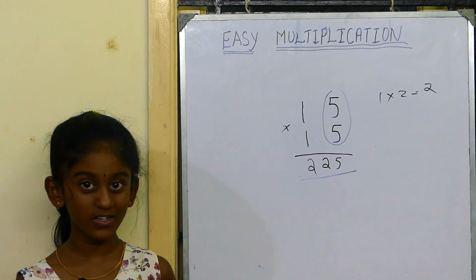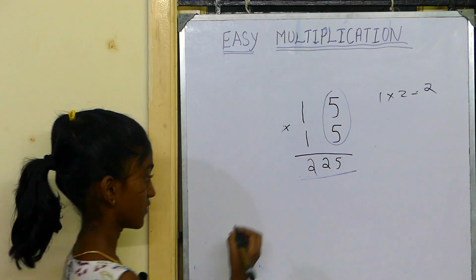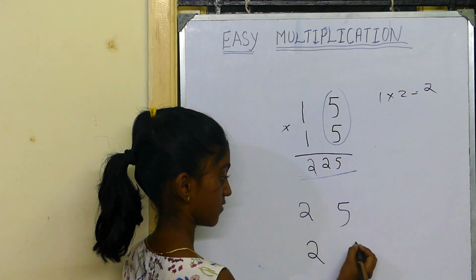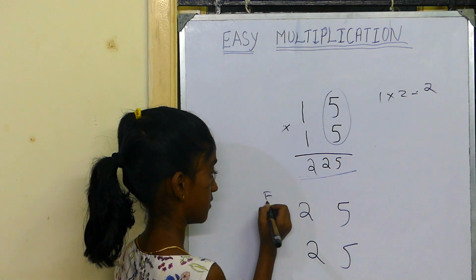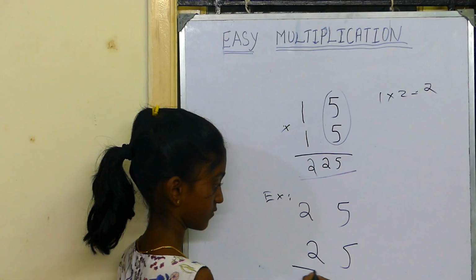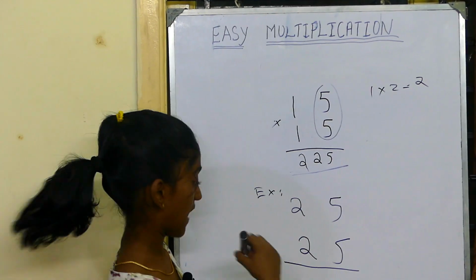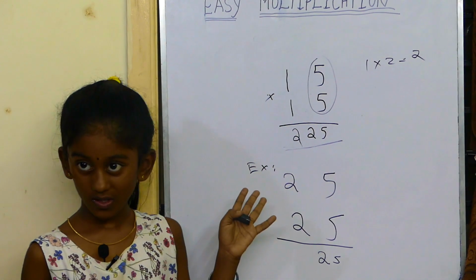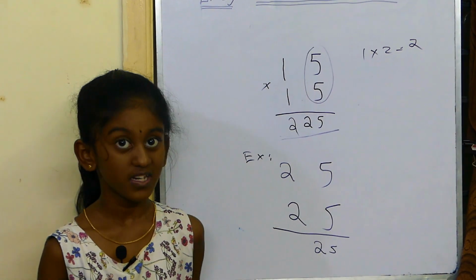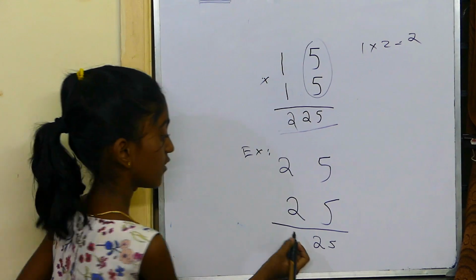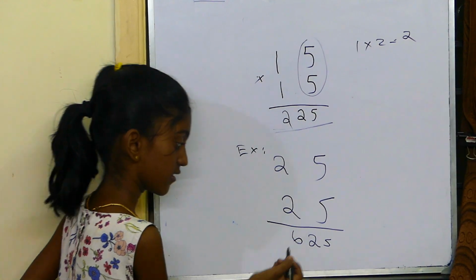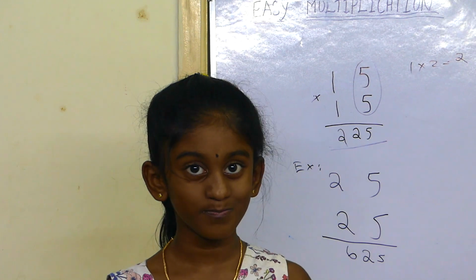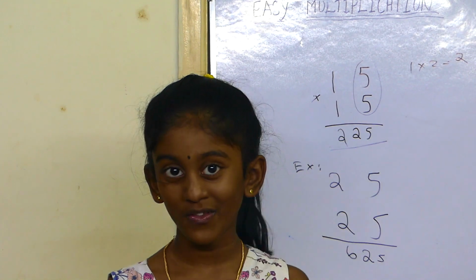We have another look. Now, 25 into 25. This is our example. 5 5s are 25. 2 after 2 is 3. 2 3s are 6. So we have to write 6. We got the answer. Hope all will be practicing this method at your home.